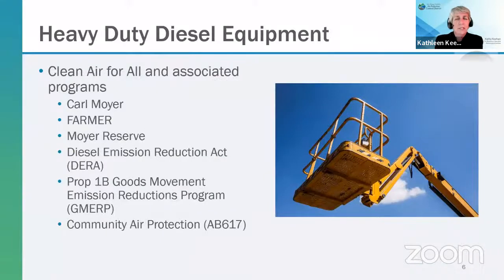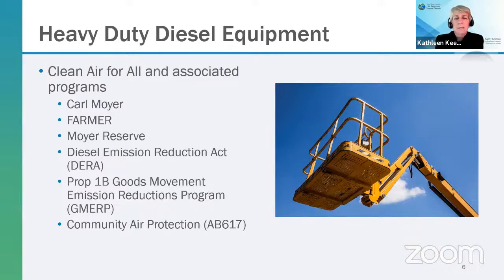Let's start with our heavy-duty equipment programs. These are our traditional incentive programs. They target nitrogen oxides, volatile organic compounds, and diesel particulate matter pollution from mobile sources like trucks, construction equipment, trains, tractors, and marine vessels. The Carl Moyer program is the oldest of these programs. We're on year 23 of that program, and it's the model for many of the others.